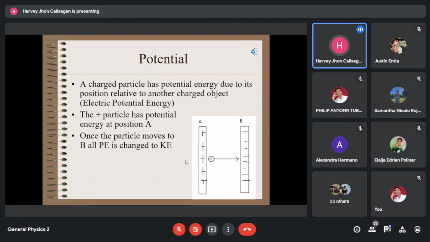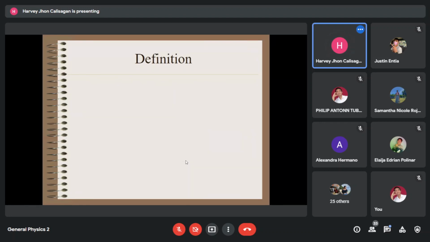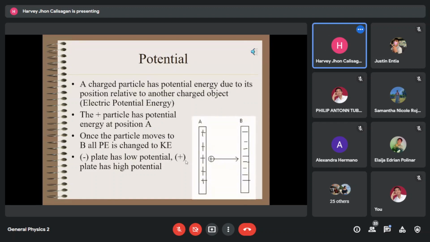So once the particle moves to B, all the potential energy now will become kinetic energy, because the particles are now moving towards the opposite charge. So the negative plate has a low potential and the positive plate has a high potential. So if our socket is made up of negative charge particles and we are connecting something positively charged to the socket, the result will be that some of the positive charges will be transferred to the socket that has a negative charge.